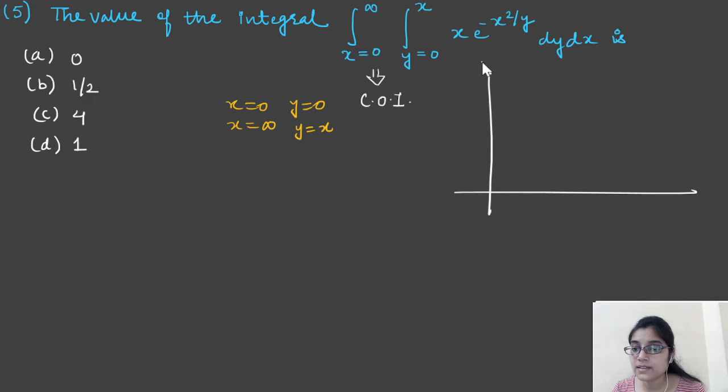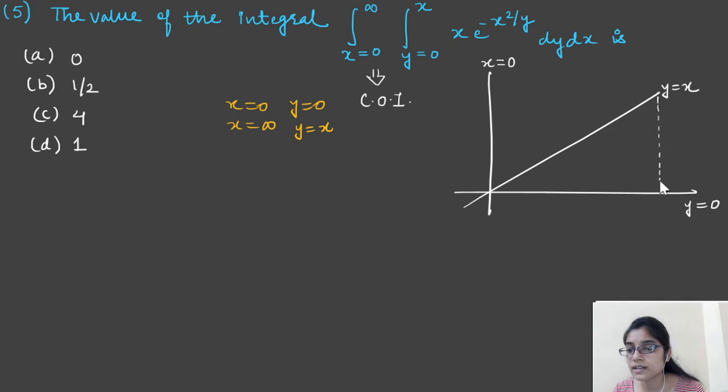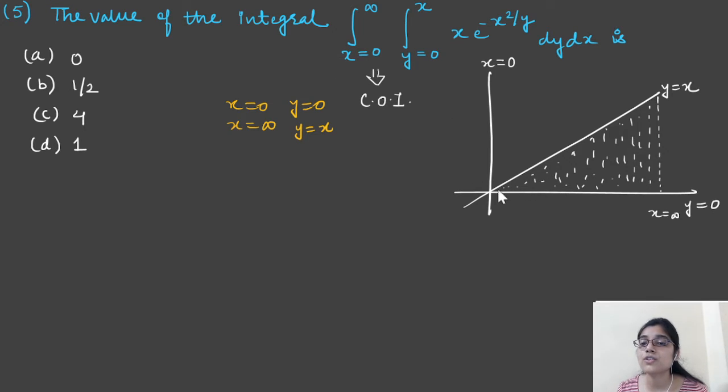This is your x equals 0, then this is your y equals x, this is your y equals 0, and somewhere I am supposing that this is our x equals infinity. So obviously this is going to be a region of integration, and this is not a bounded one, this is going to be an unbounded region. Fine. Why am I saying this? Because you just look at the limit, x is going from 0 to infinity. Here we have x equals 0, then x equals infinity. Y is going from bottom to top, that is from 0 to y equals x. So this is our region of integration.